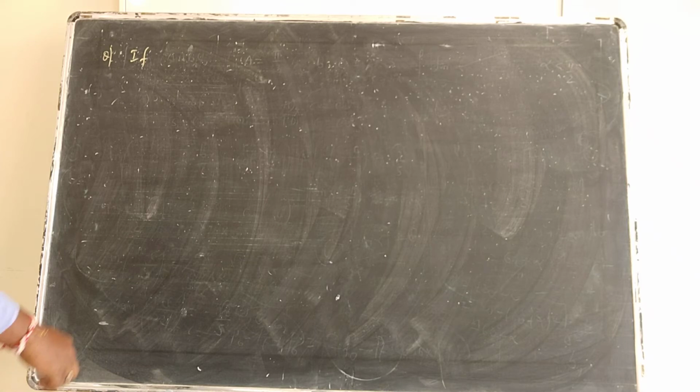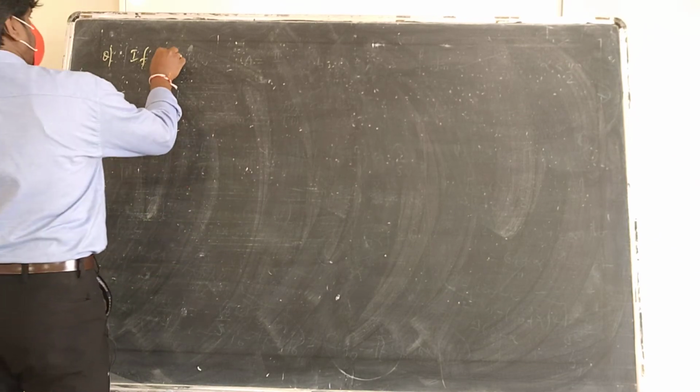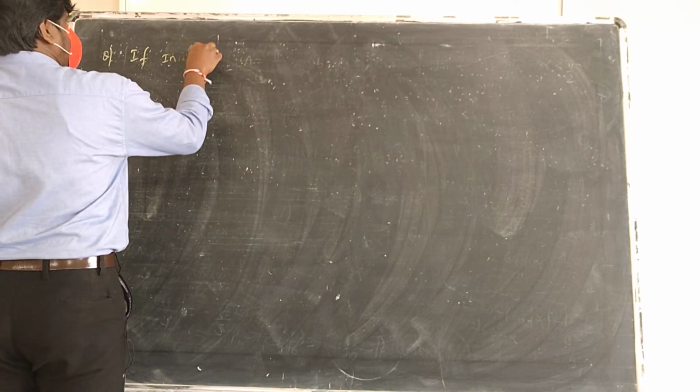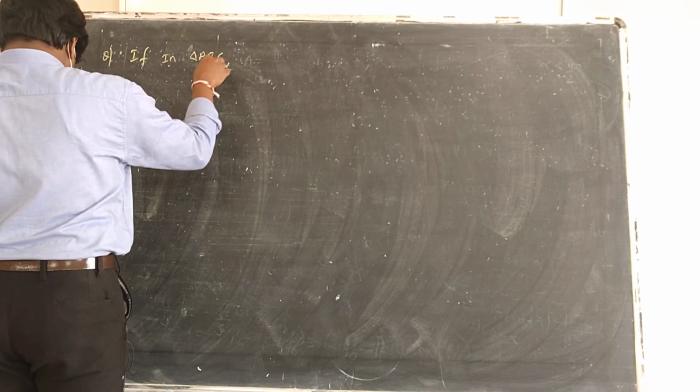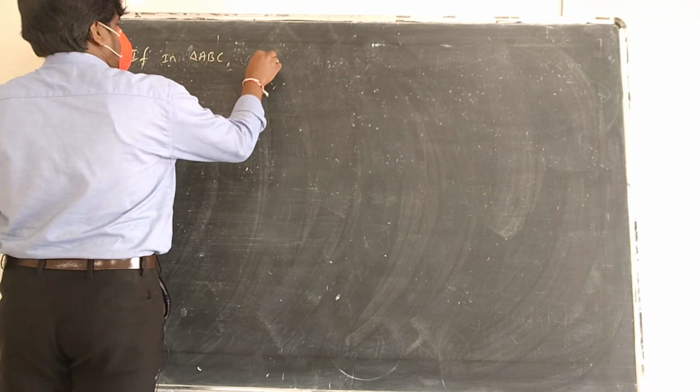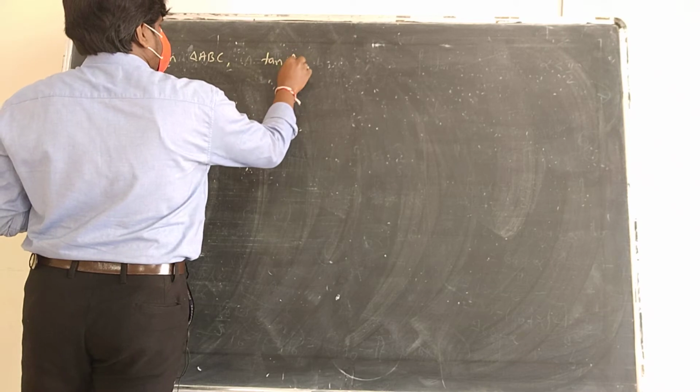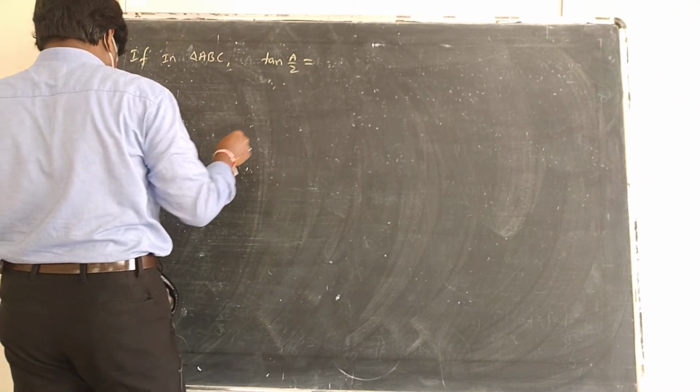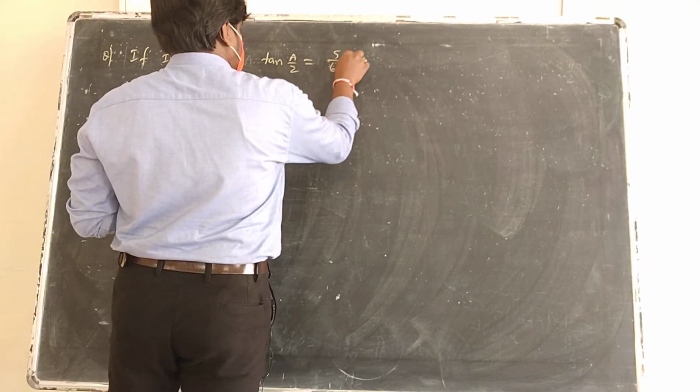Yeah, next question. In a triangle ABC, tan A by 2 is equal to 5 by 6.